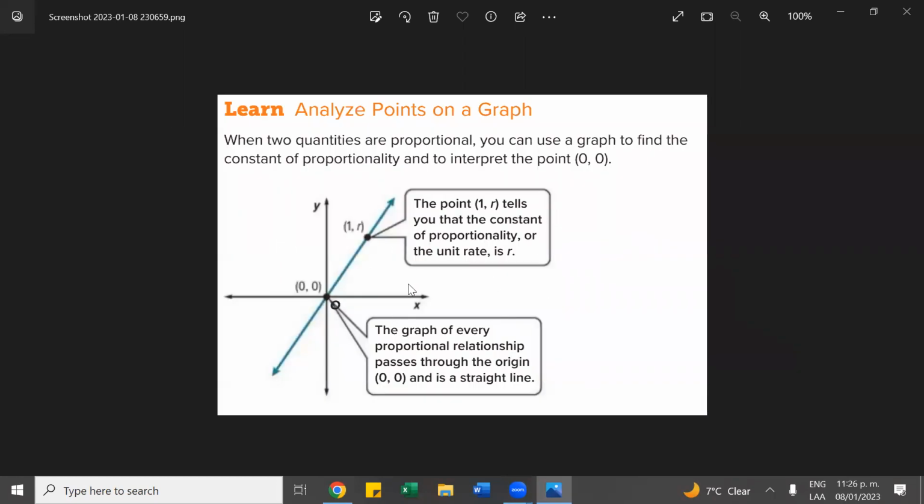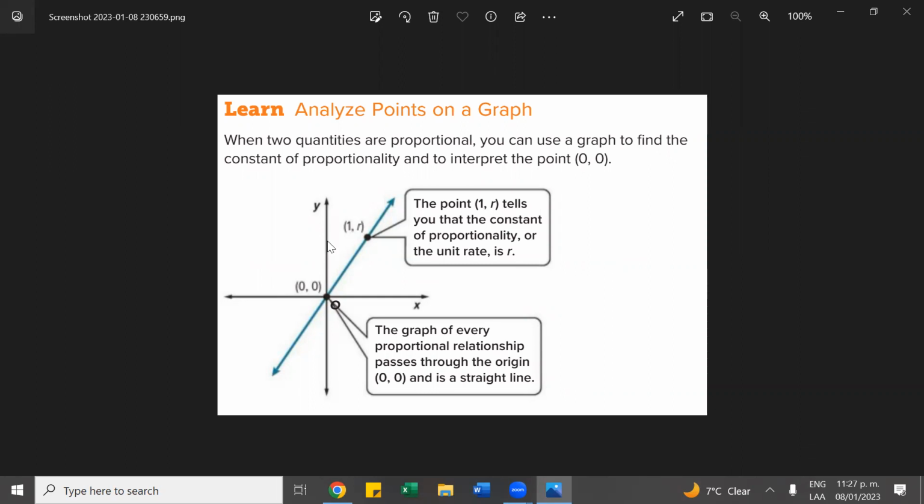Now, the third thing that we're going to learn in this lesson is to analyze points on a graph. When two quantities are proportional, you can use a graph to find the constant of proportionality and to interpret the point (0, 0). Okay, so if we see this example right here, it says the point (1, r) tells you that the constant of proportionality, or the unit rate, is r.